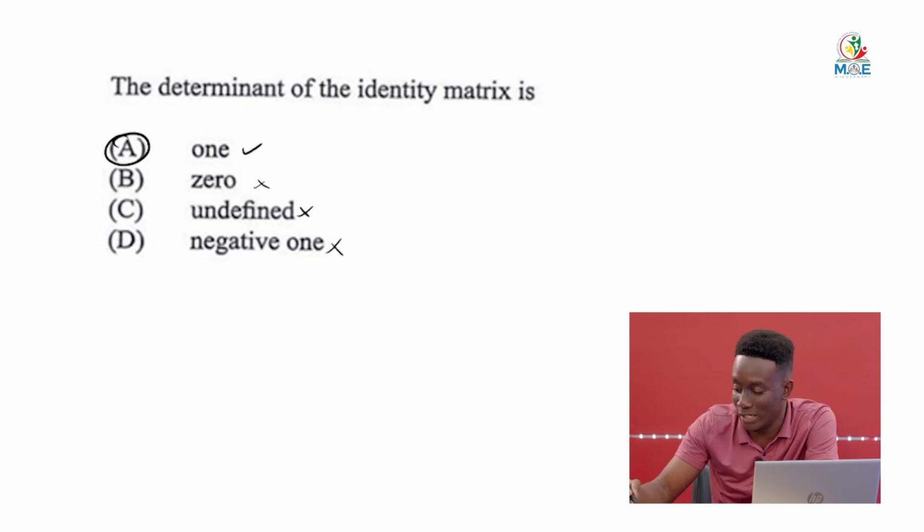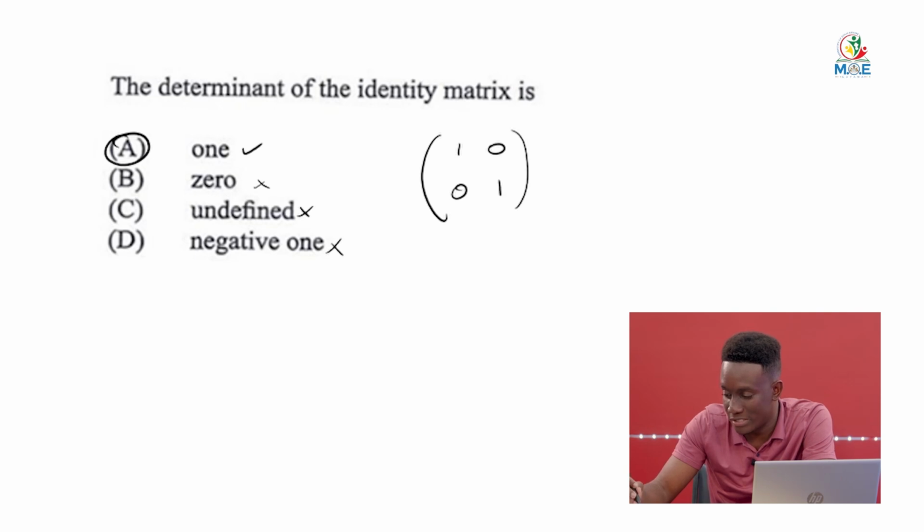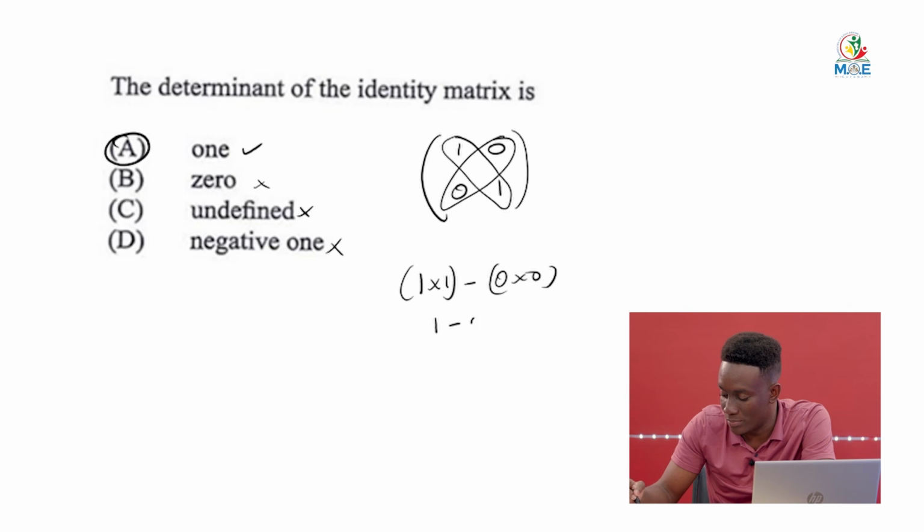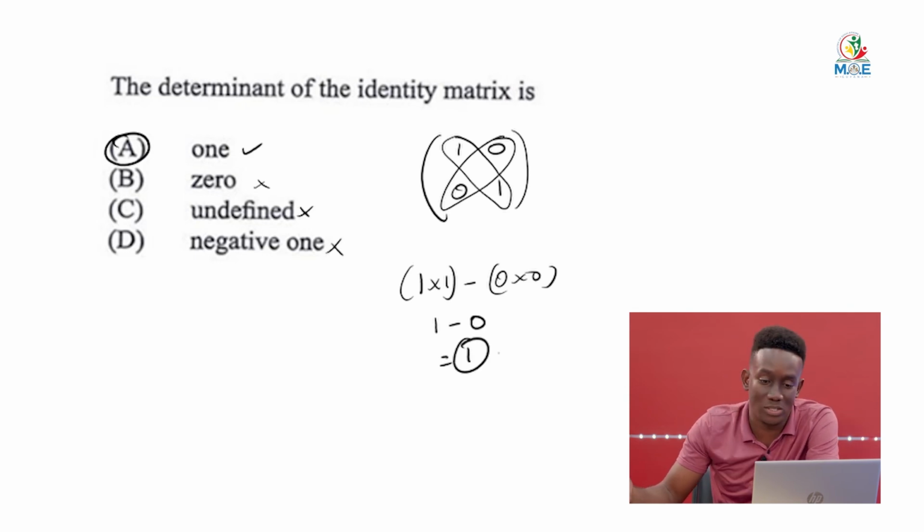We know for a 2 by 2 identity matrix, that is 1, 0, 0, 1. And if you find the determinant for this, it's AD, which is 1 times 1, subtract BC, which is 0 times 0. So 1 times 1 is 1, subtract 0 will simply be 1. So the determinant of the identity matrix is 1.